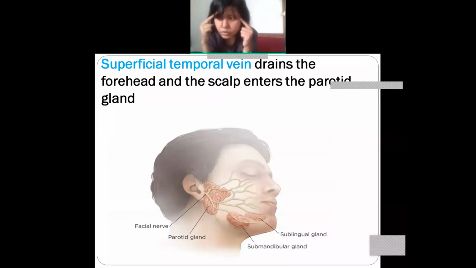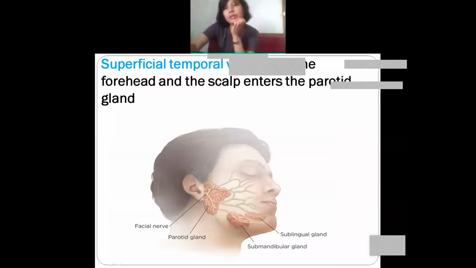Superficial temporal veins, remember here. The superficial temporal veins bring all the deoxygenated blood, that is the venous blood, and they drain from where? From your scalp and your forehead, and they will enter here in this area. That is the parotid gland. The parotid gland is here. Yeah, here is the parotid. It's like that. Is it clear about superficial temporal vein?